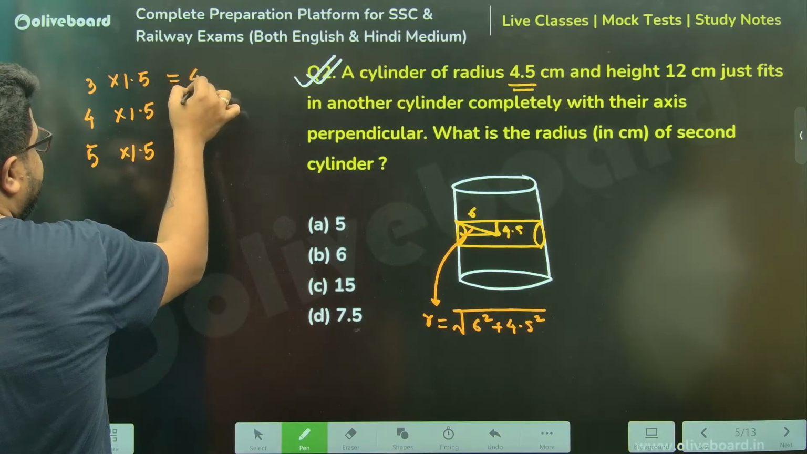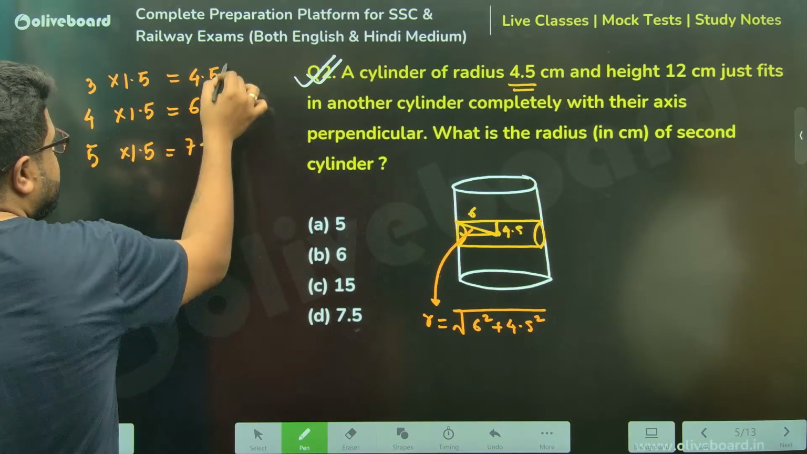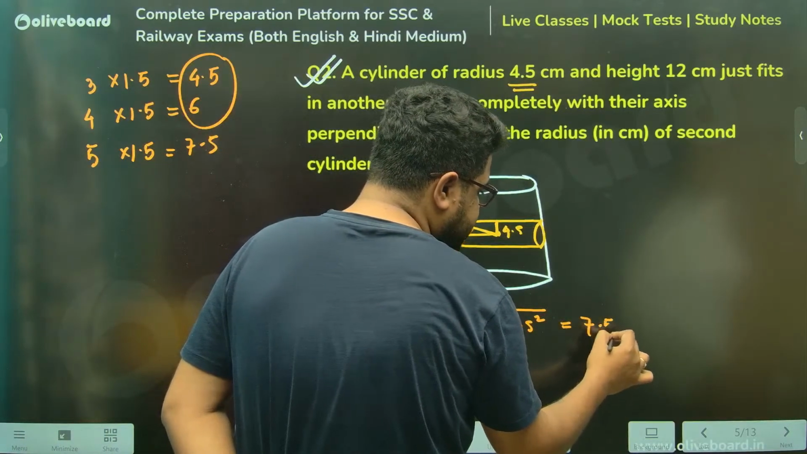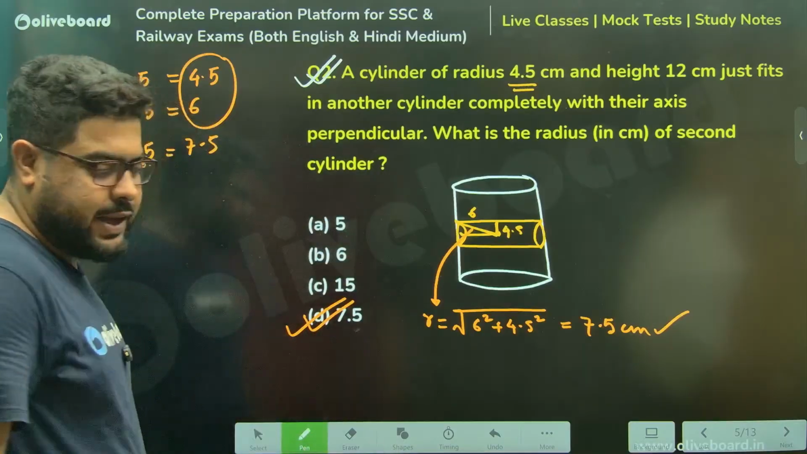So 3 into 1.5 gives you 4.5. This gives you 6. This gives you 7.5. So if you are doing calculations with these two, you will get your answer as 7.5 centimeter. So your option is option number D, your answer.